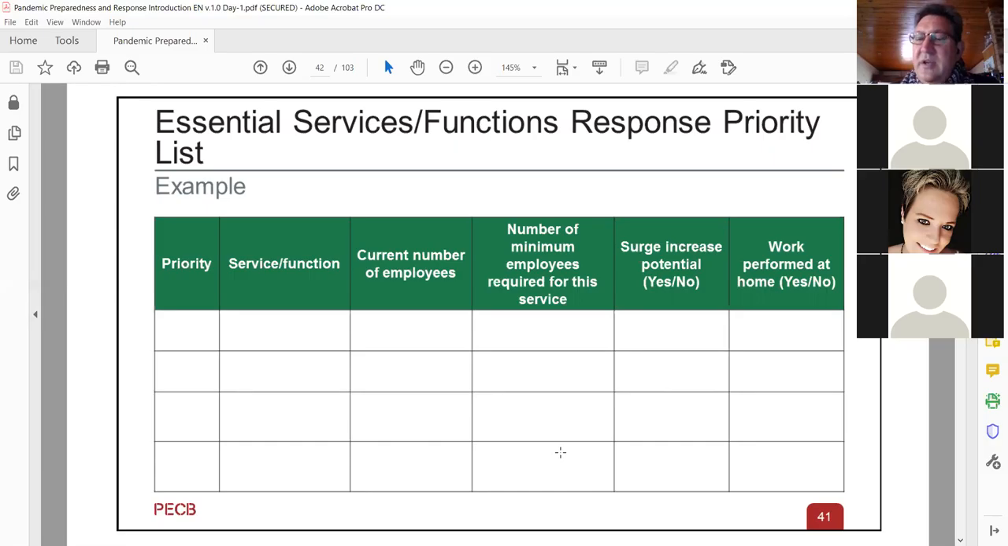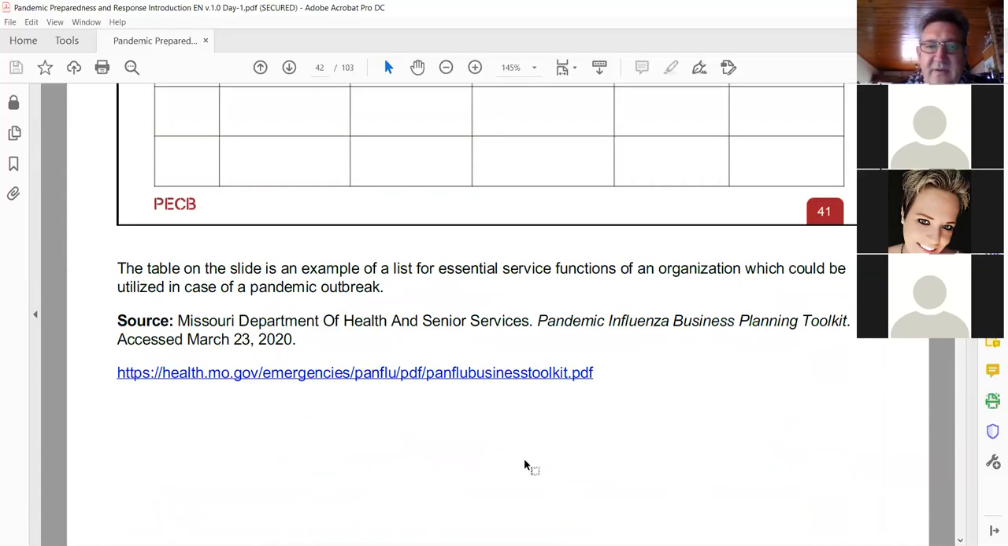If there's a surge in the uptake, I'm talking about a chemical environment that is actually making disinfectants, how can you actually work with that surge? How can you adapt to that surge? And then work performed at home. Can they do it at home or not? And this is where you've got a total analysis of everything that you need to do to look at your stakeholder analysis, your vendor analysis, your contractor, your subcontractor analysis, and everything that is included there.